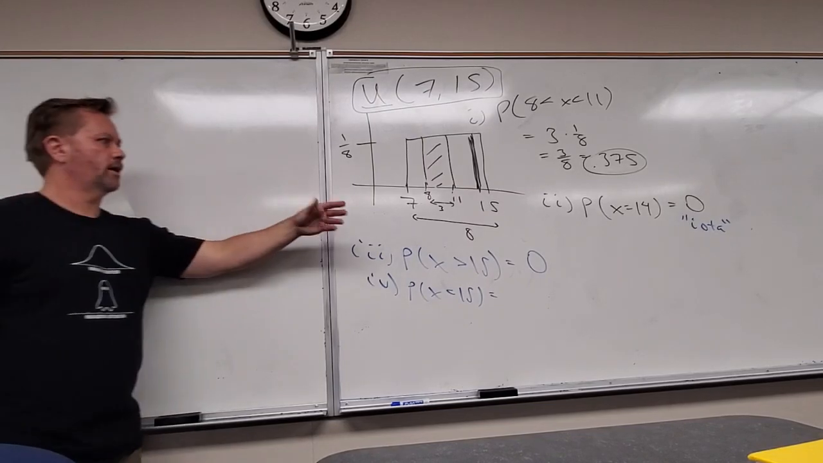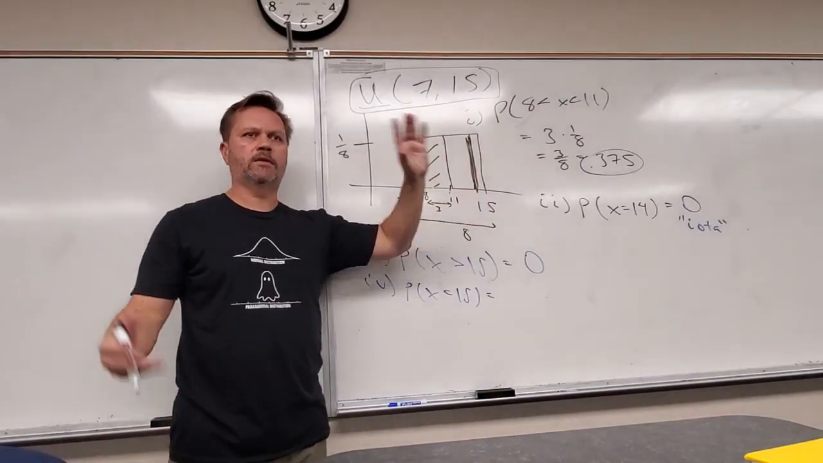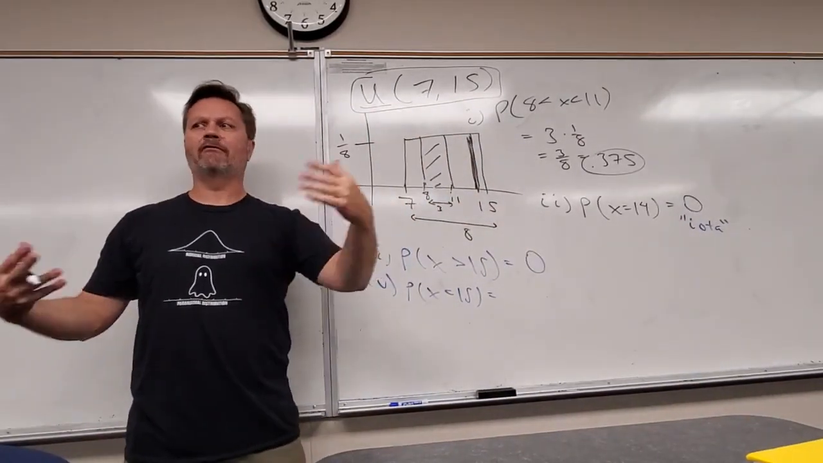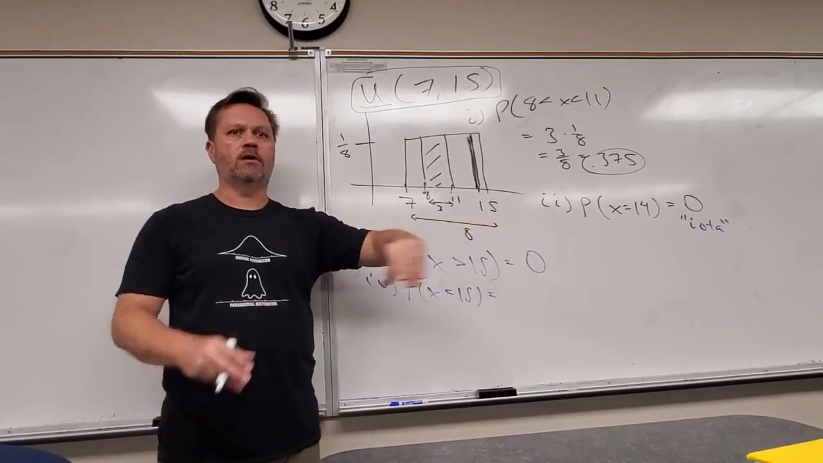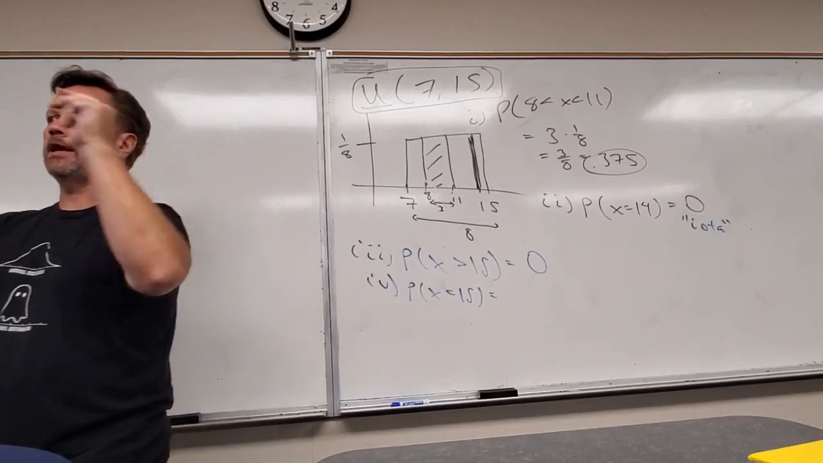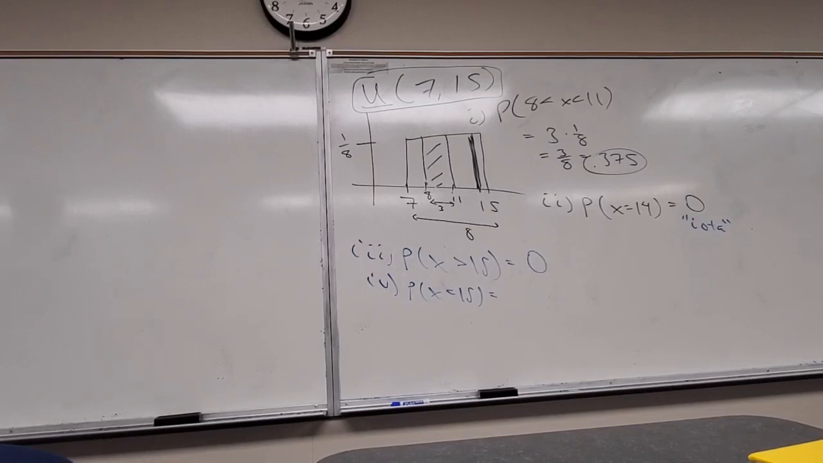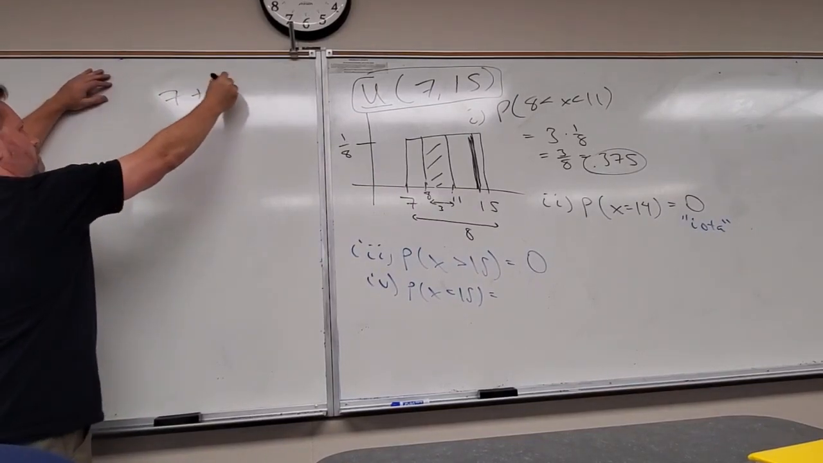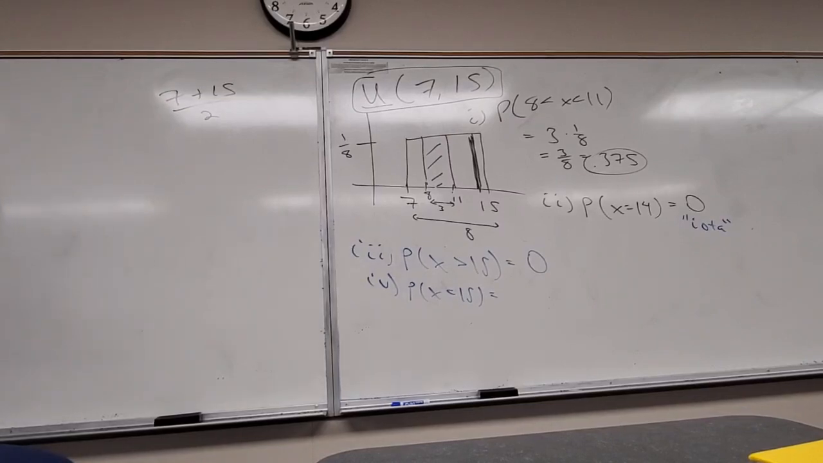So this would be like waiting for a bus or something. Anywhere from 7 minutes to 15 minutes or whatever. What's the average amount of time somebody would wait? It's anywhere from 7 to 15, all equally likely. So what would the average amount of time be? You're all looking at me like, just do it, man. All right. In the middle, right?